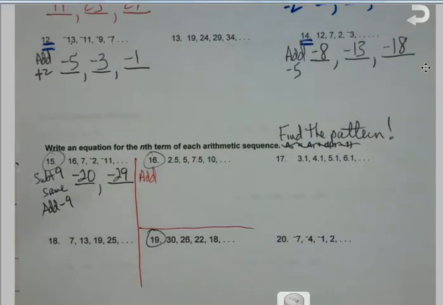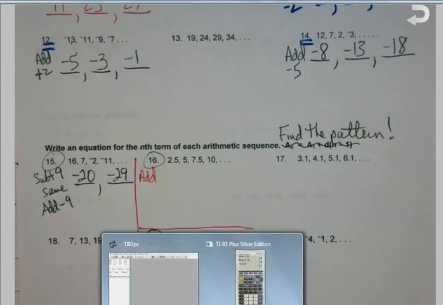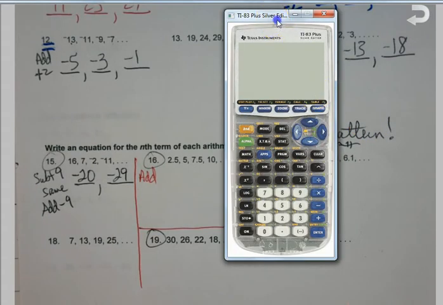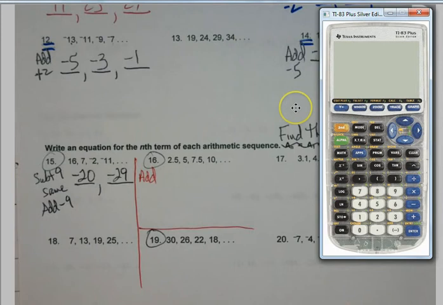Now, if you're not sure on the decimals, here's a trick. That's really 2.5 though. It is. Nicely done. Yeah, I know. Here's how you can do that if you're not sure.